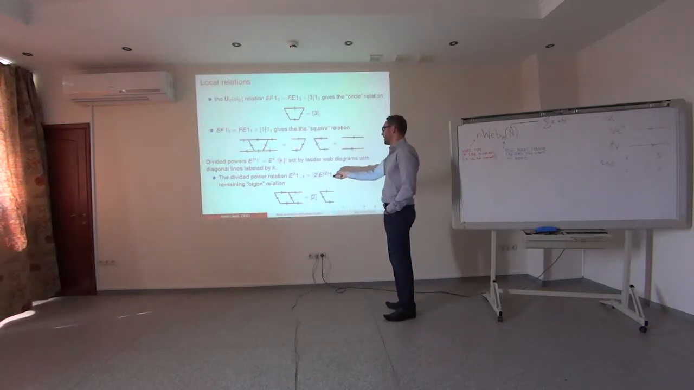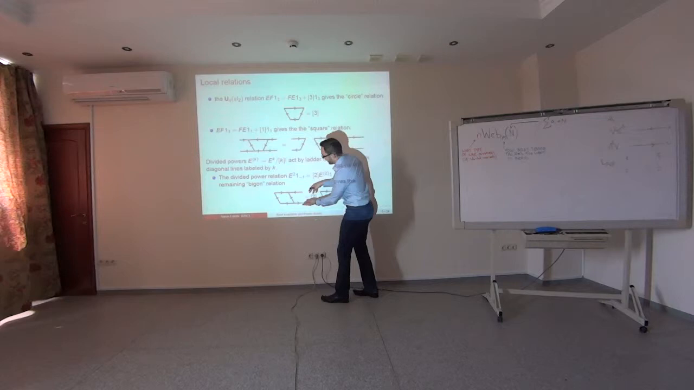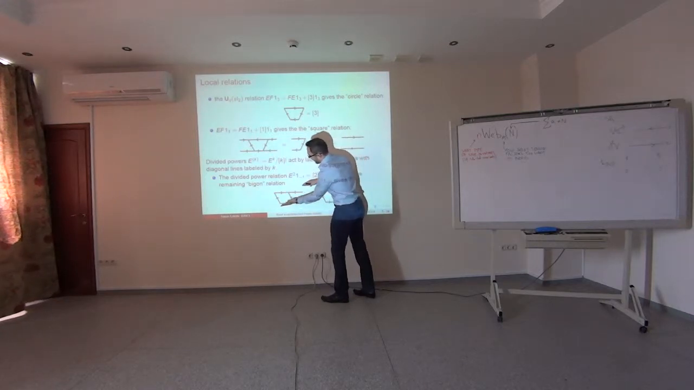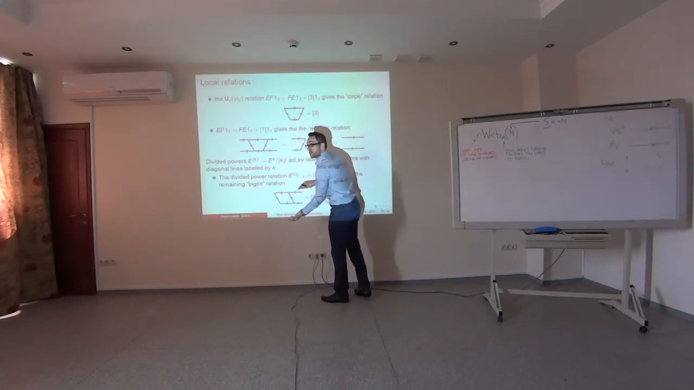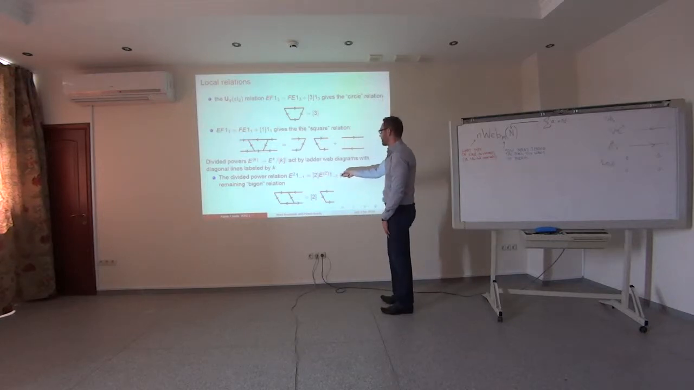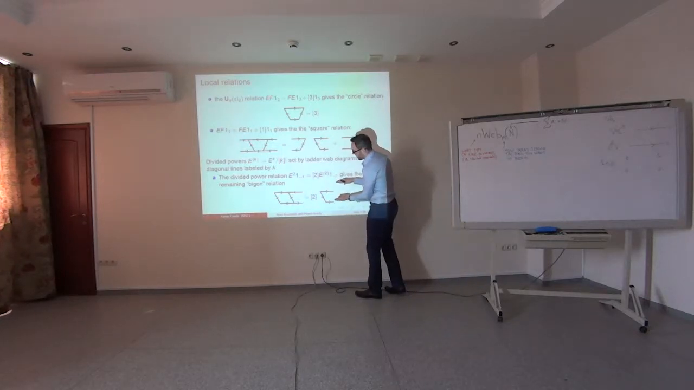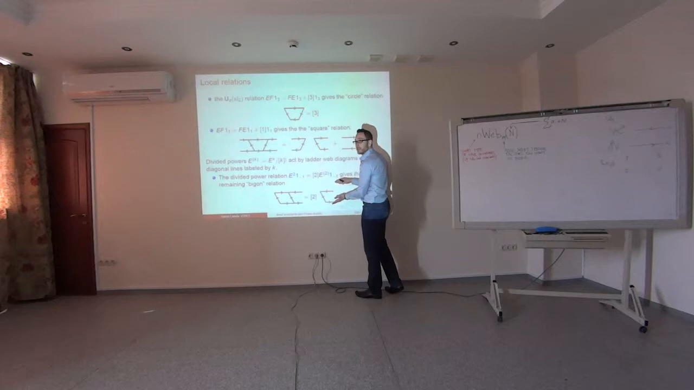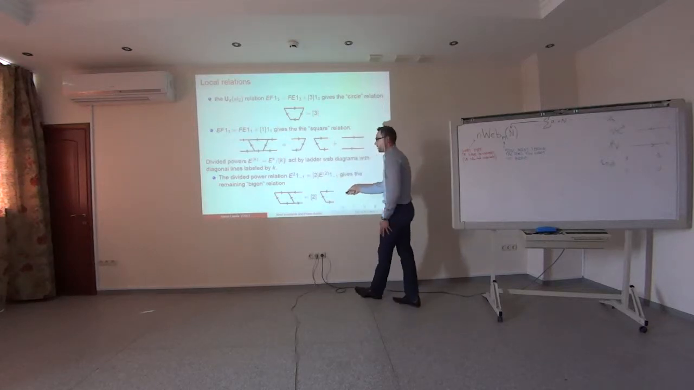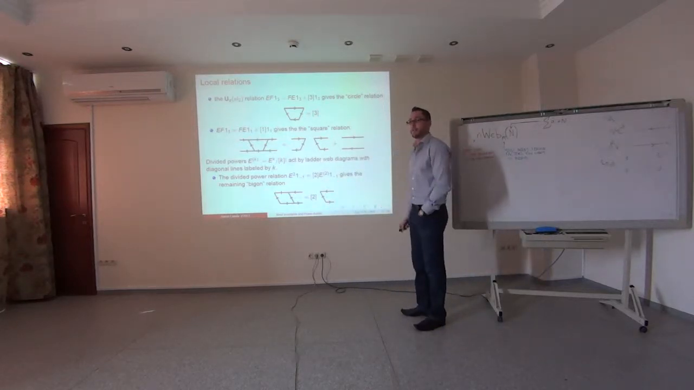So how do I draw E squared? Well, I first apply an E, give up one strand. Then I apply another E, give up another strand. What does divided power 2 look like? It just says, well, he just gives up all his strands at once. He gives up two strands at once. So you see we're exactly getting the relation.